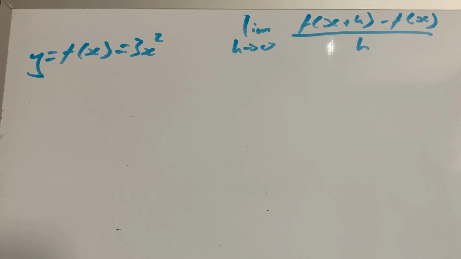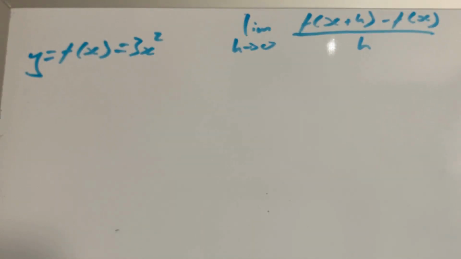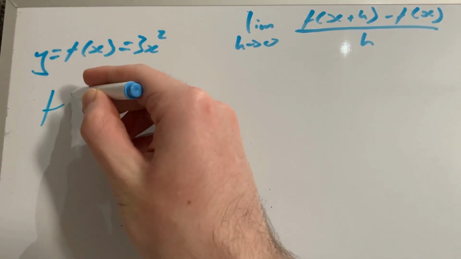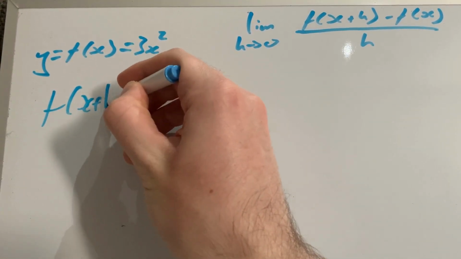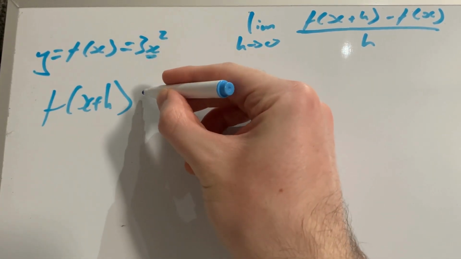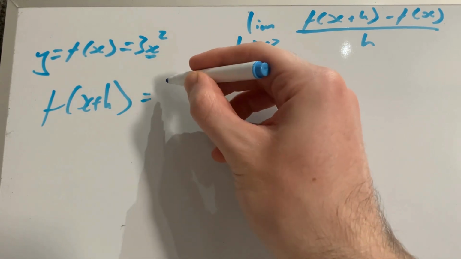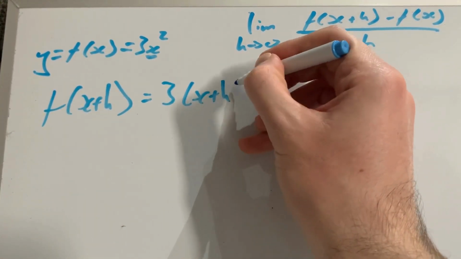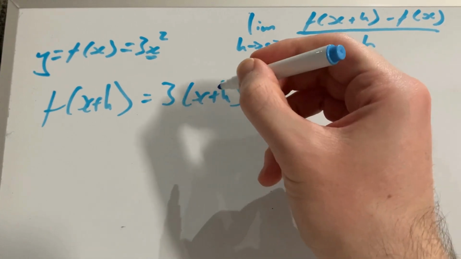Okay, so for our next example, we're going to look at y equals f of x equals 3x squared. So we're being asked to find the derivative of that function. Again, as before, we're going to have to work out what f of x plus h is. Every time we see an x, we're going to replace it, so it's 3 times (x plus h) squared instead of x. And we know how to do this.